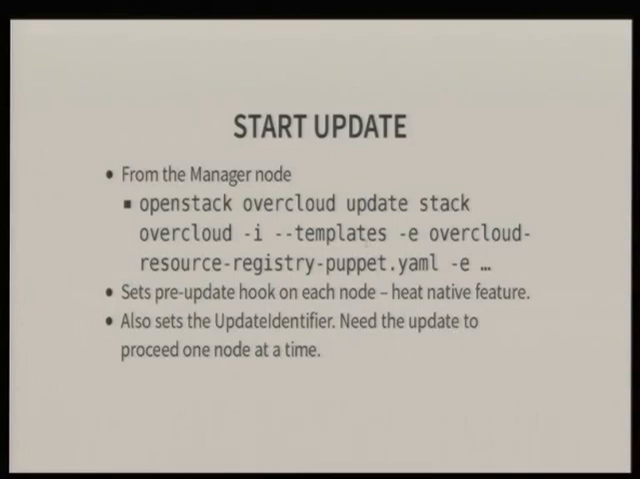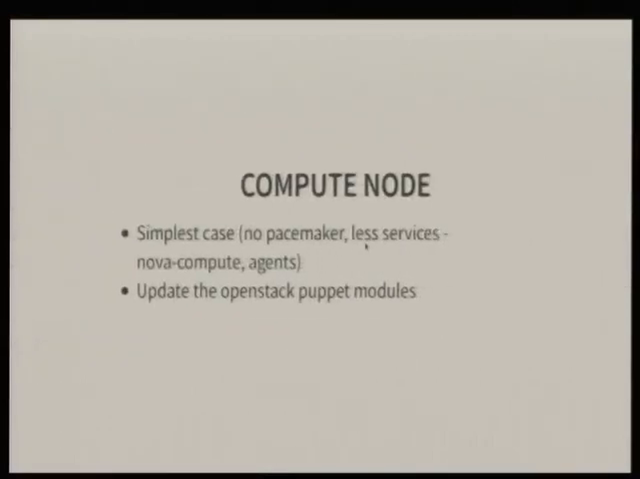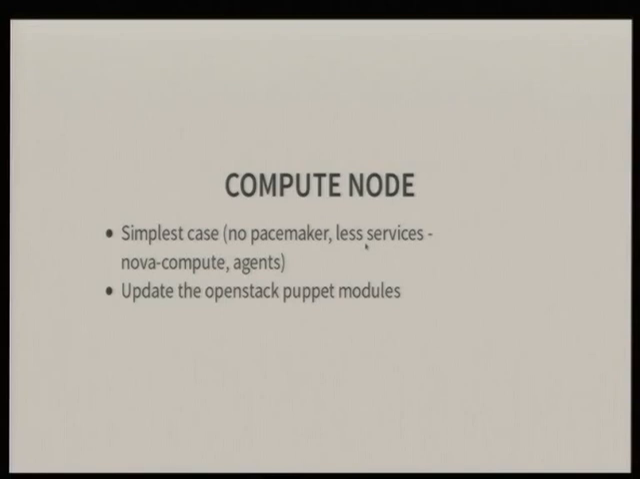We'll speak a little bit more about what does the actual updating in a moment. But this is just to show that the two features that we rely on here are the heat native feature to do the breakpoint one by one update of the nodes, and we control whether a given node is going to get updated or not by setting this update identifier. So I'm just going to talk a little bit now about what happens on the compute node, and then a little bit more about what happens on the controller node.